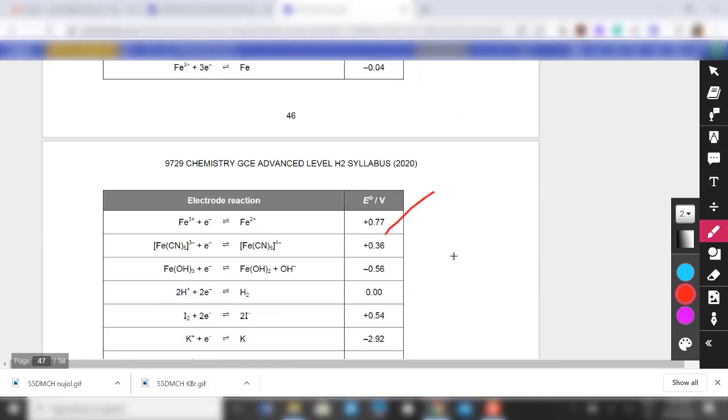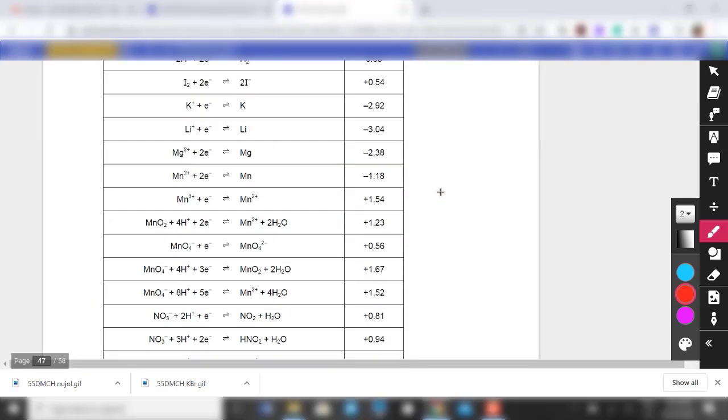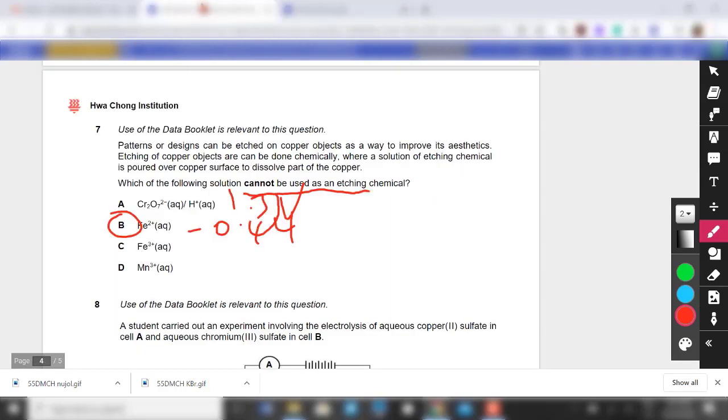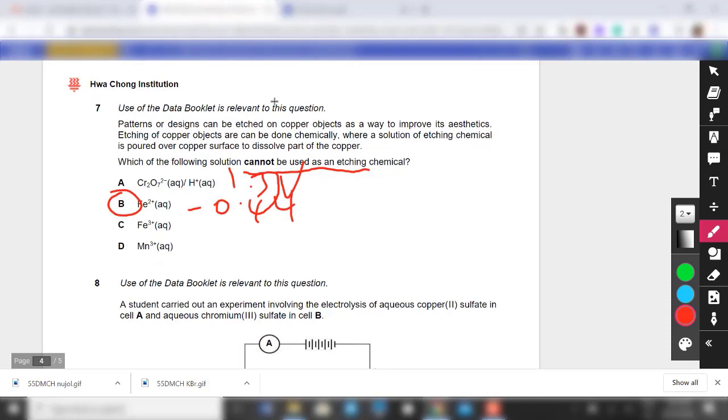The next potential is 0.77, so it's more positive than 0.34, so etching can take place. Manganese 3+ to manganese 2+ is positive 1.54, so of course etching can take place. Okay, then B will be the answer, so question 7 is pretty straightforward.